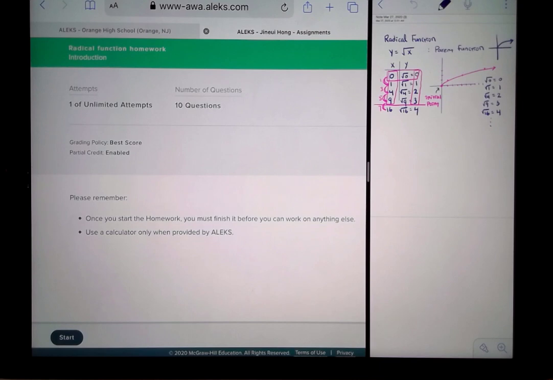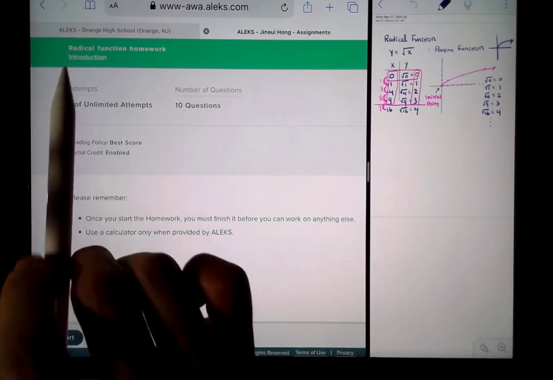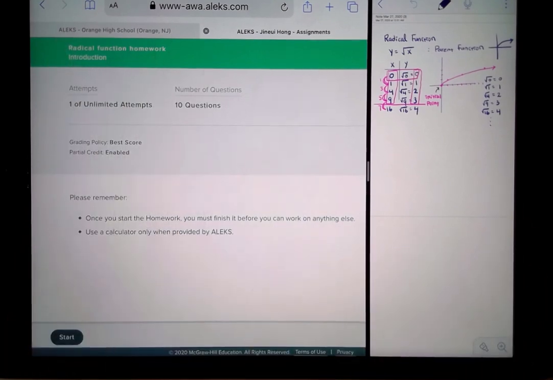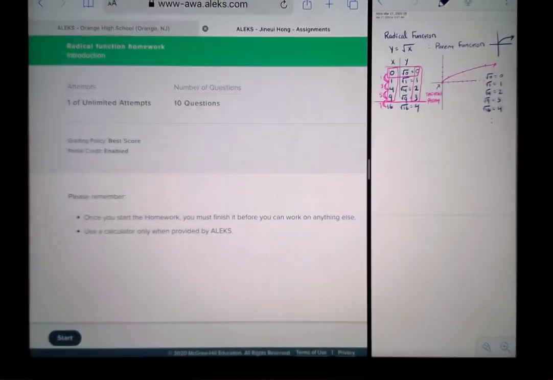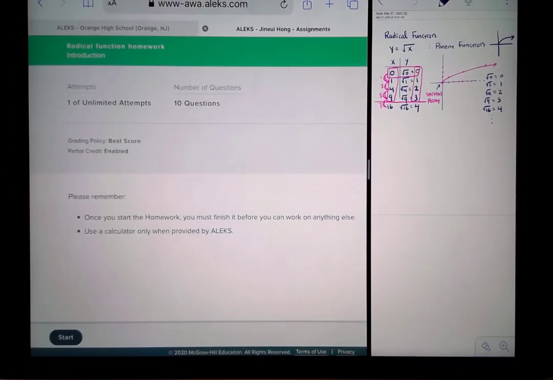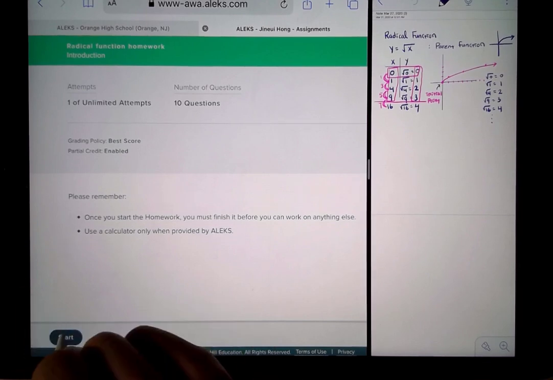Hi guys, so I'm on Alg right now. This is the Alg website. When you log into Alg, it will pop up, and it says radical function homework. That's the homework. I'm going to create it as a homework, but you need to do it on Alg, and I want you to make sure you can graph it using 4 different points. All right, let's start.